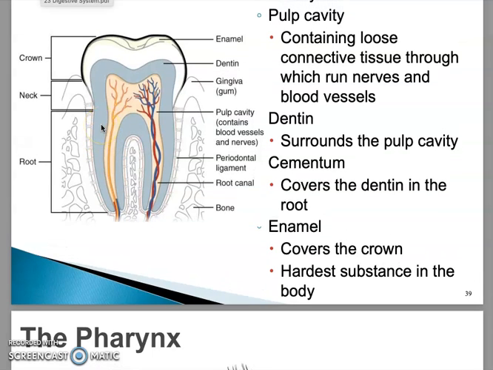This is the hardest substance in the body, actually. If you've ever heard your dentist talk about you losing enamel, that hard surface, and that we need to protect it, that's because once that enamel is lost, it will not come back. But it is one of the hardest substances in our body, and if we can protect it, it'll keep our teeth nice and healthy for a long time.